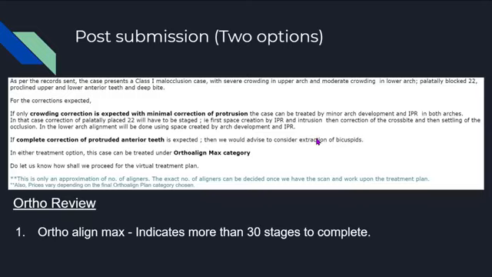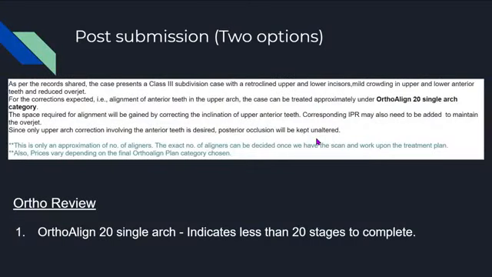Then on top of that, our orthodontist will categorize your case as, for example, an OrthoAlign Max category. What they mean by OrthoAlign Max is basically that it's going to be more than 30 stages to complete your OrthoAlign treatment. Then we'll ask the doctor, let us know how shall we proceed. If they're happy and let us know which one they want to go for, then we will proceed and do the virtual treatment plan. Okay, so that is one of the orthodontic reviews.